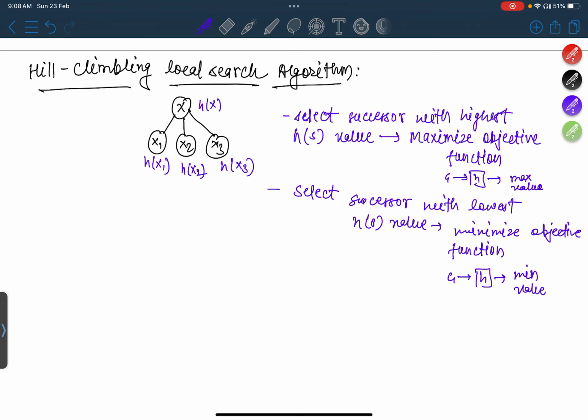And that's it. So what will happen is, we will start with the current state or initial state x0, right? We will compute the h of x0, so this is my initial state.